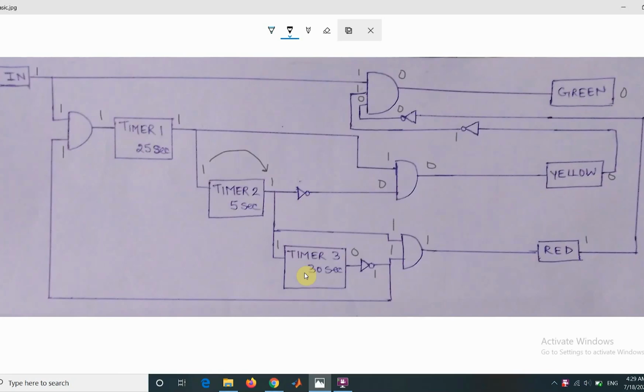Now once timer 3 has reached its preset value, again some transitions would take place. This one now appears at the output of timer 3, and due to this NOT gate this input becomes 0 and now this AND gate turns off. The red light also now turns off, and as a result this input of the AND gate is 1. All three inputs are now 1, and as a result this AND gate would turn on and the green light would start to glow.